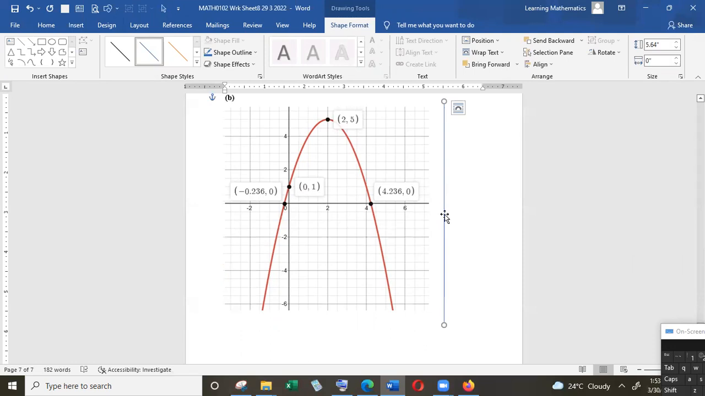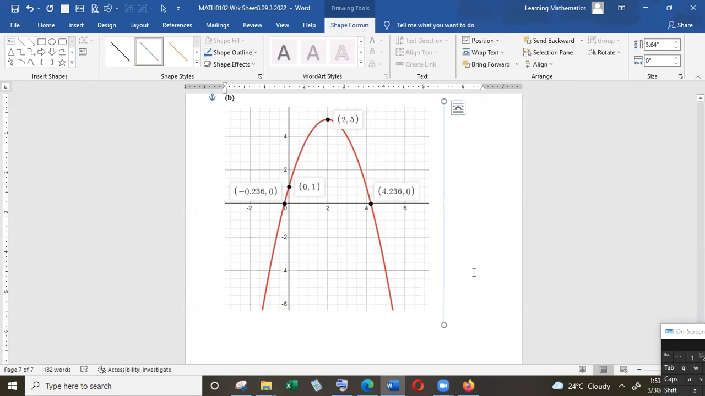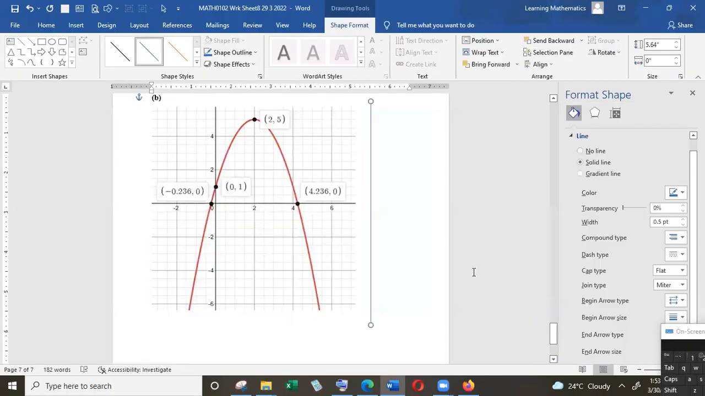So let's just increase the visibility of this line by right-clicking on it. Format. And we're going to make it black and wider and bring it towards the center. Right, so here it is. That's the line of symmetry itself.